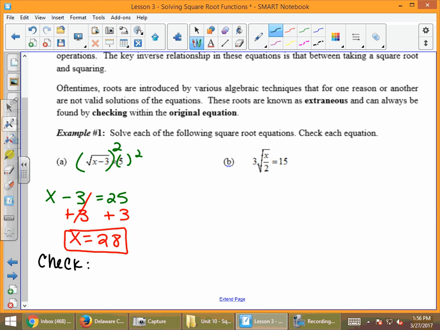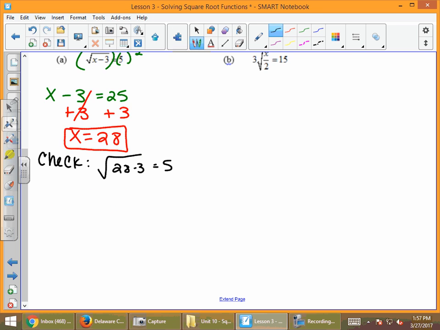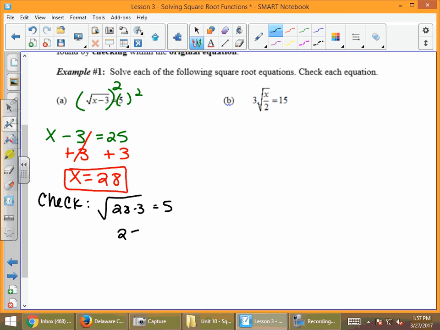You take 28, plug it in. Simplify it down. Well, what's 28 minus 3? 5. And what's the square root of 25? So does 5 equal 5? Yes. So 28 works. You got the same thing on both sides after you plugged it in. So 28 is good. That's not an extraneous solution. That one's okay. But you just have to check for them because sometimes you will have it. Right? You just have to make sure.